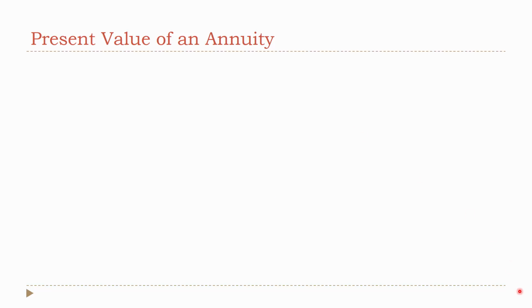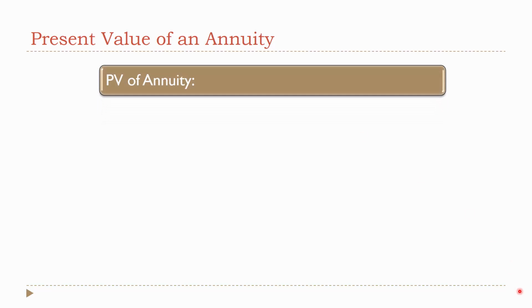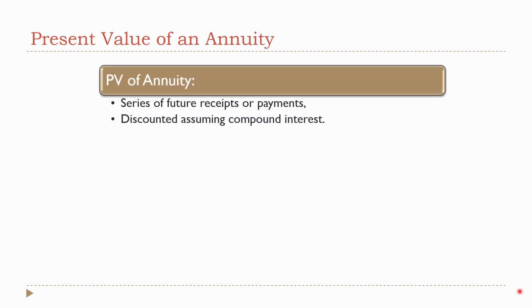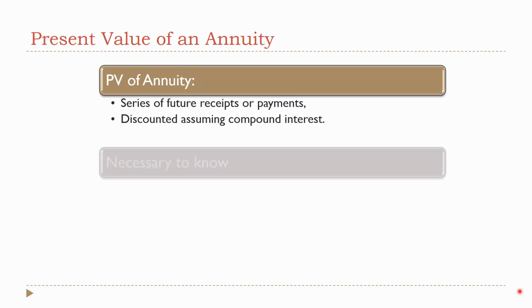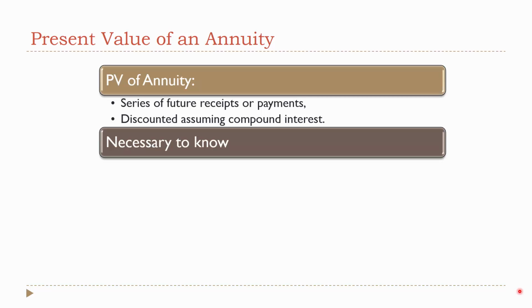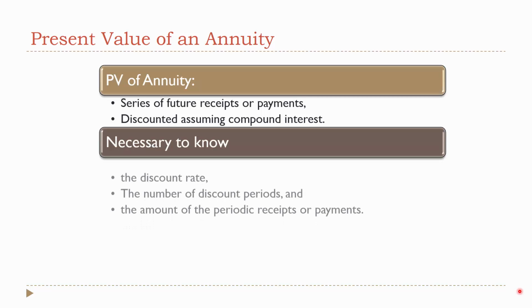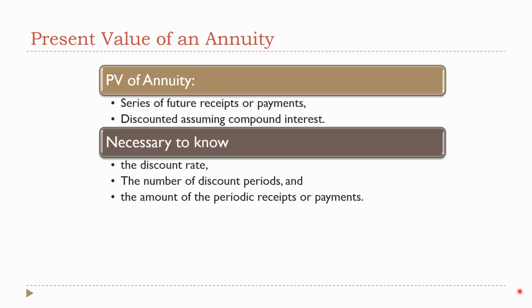Let's look at an annuity for present value. So present value of an annuity is there's going to be a series of future payments coming into us. What are those worth right now? And so we have to discount them back, assuming that we're going to have compounding interest during that period of time. So again, we're working backwards in time. So it is necessary to know the discount rate, also known as the interest rate, the number of periods that we're going back, and of course the amount of that periodic receipt of payments.